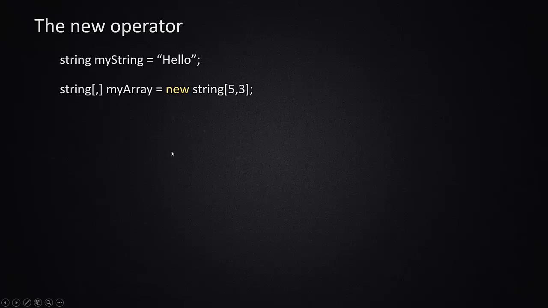So what about this new operator? I said I would mention it in a couple of minutes. Well, here it is. When we declare a variable like myString, string myString equals hello, there's no new keyword in there. What's the deal? But when I declare an array variable like this two-dimensional array called myArray, it does have that new string in there. And that has to do with the way that information is stored in a computer.